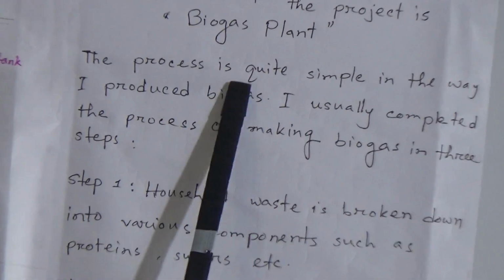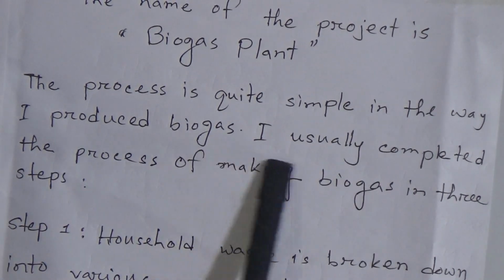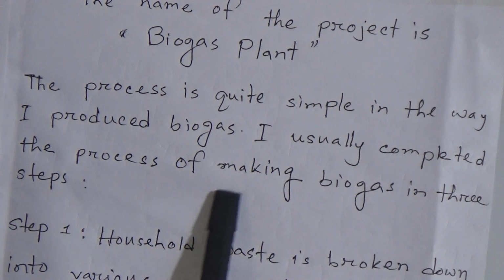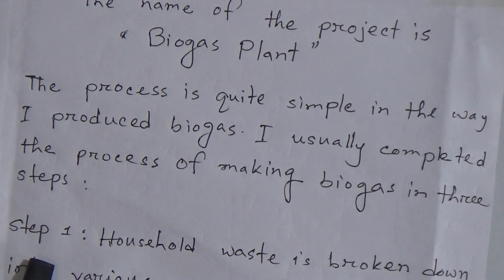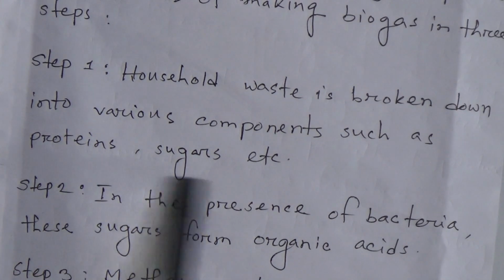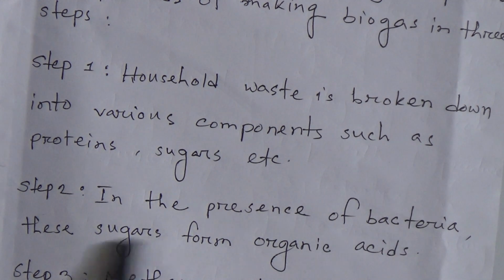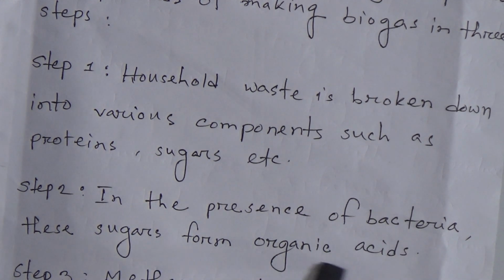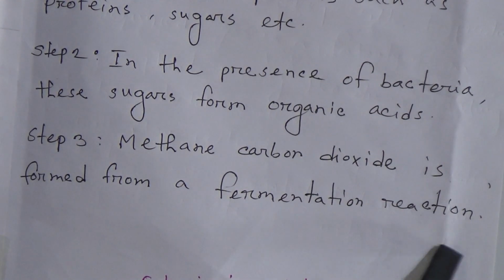Okay, so the process is quite simple in the way I produced biogas. I usually completed the process of making biogas in 3 steps. Step 1, household waste is broken down into various components such as proteins, sugar, etc. Step 2, in the presence of bacteria, these sugars form organic acids. And step 3, methane and carbon dioxide are formed from a fermentation reaction.